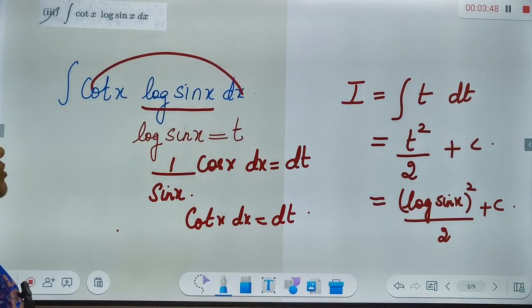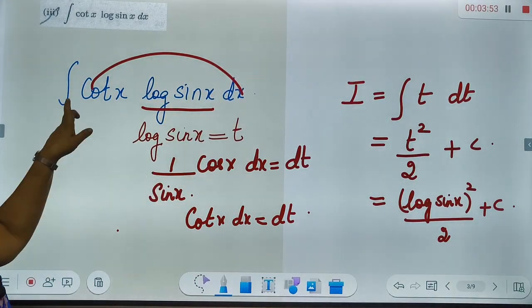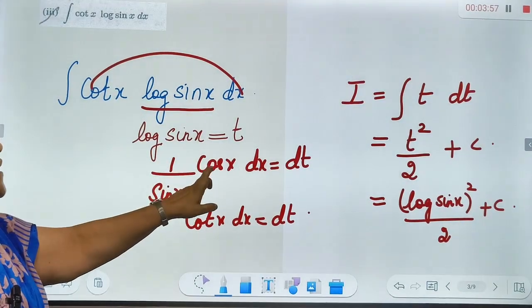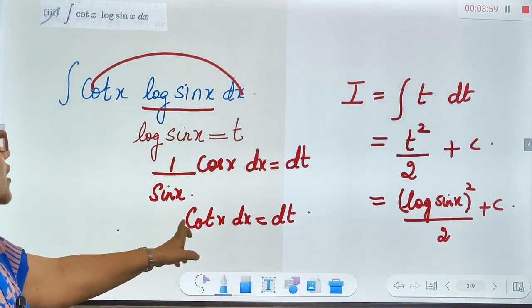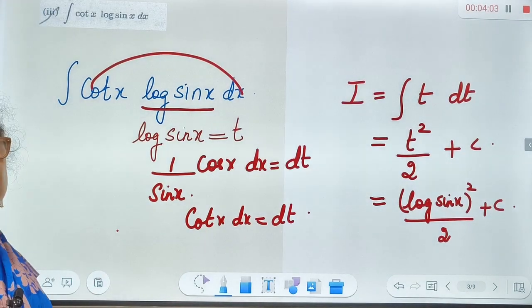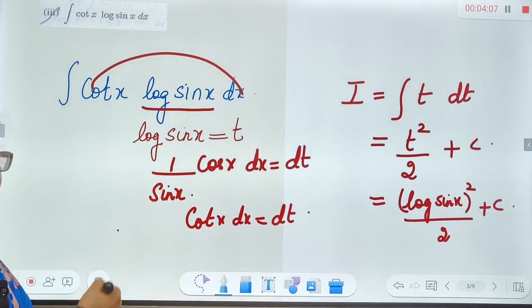So are you able to follow how by substituting log sin x equal to t, it is possible to integrate this function, because the derivative of log sin x will be cot x dx. So that is the technique involved in using this particular substitution to integrate.